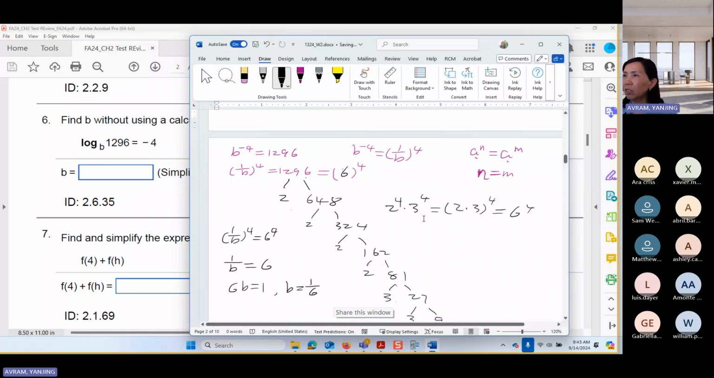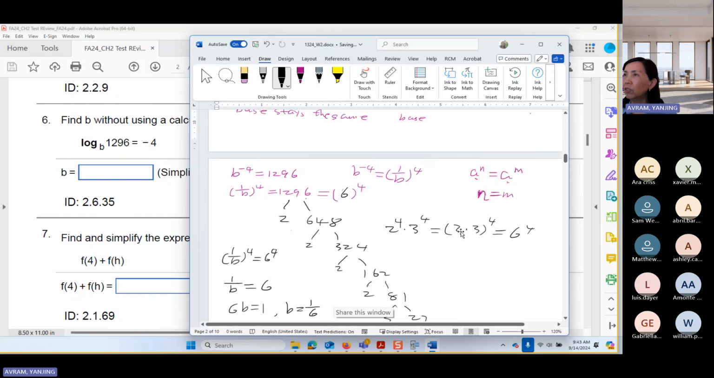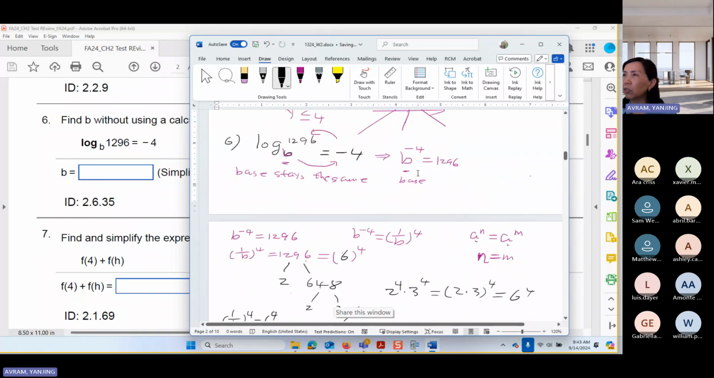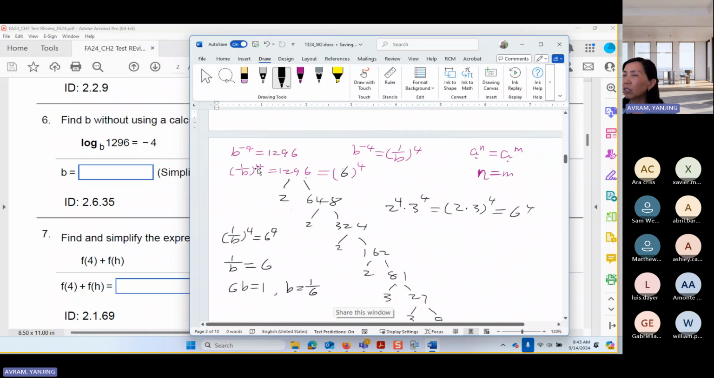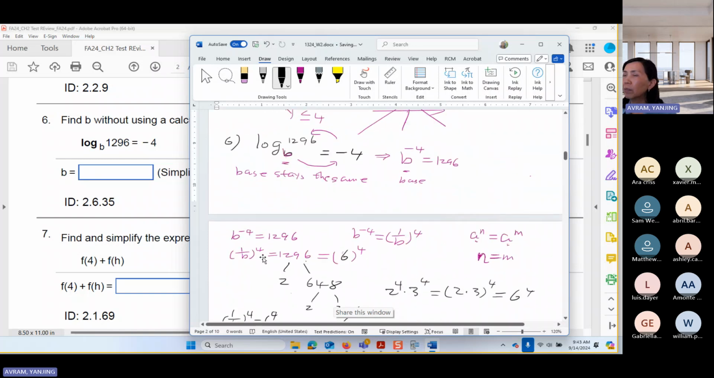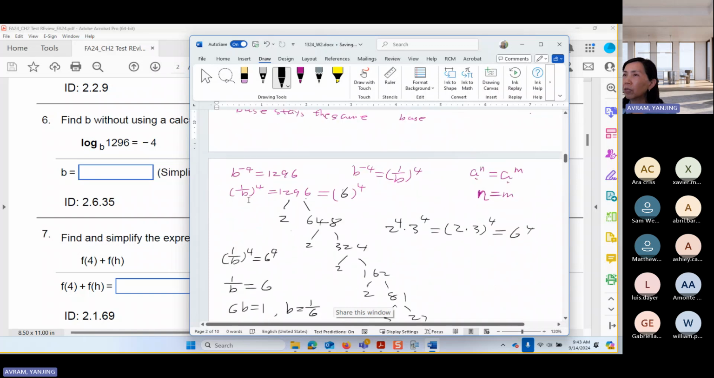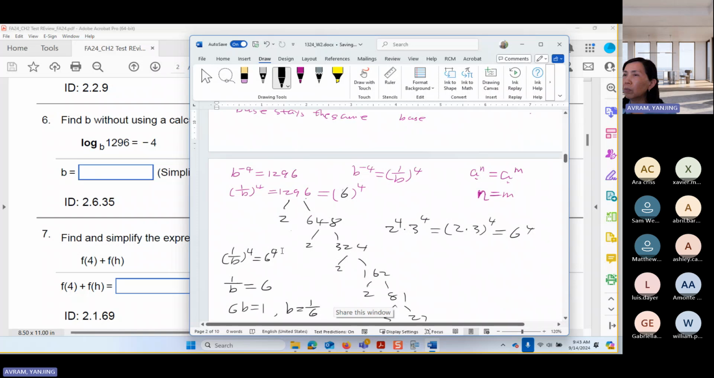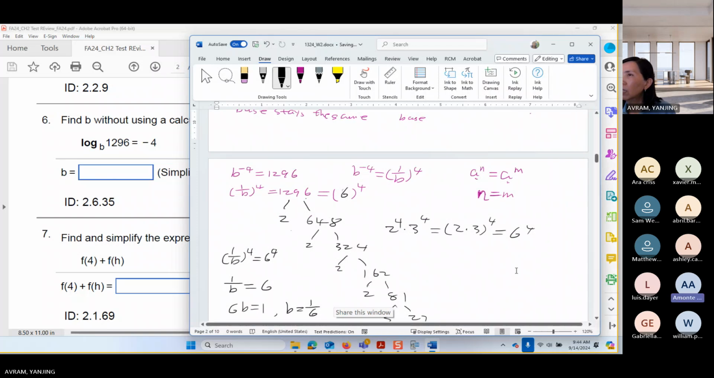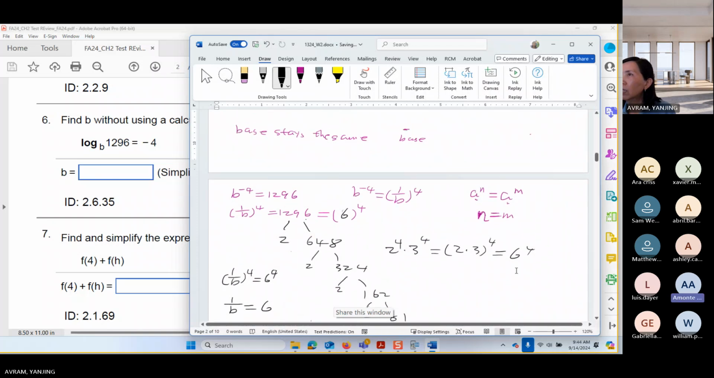A little bit tricky on this one. First, you have to convert it into an exponential equation, and then find the same base, using the same power. So you have to find b to be the same base. In order for this to work, 1 over b must be equal to 6. Questions? That one kind of confuses me.